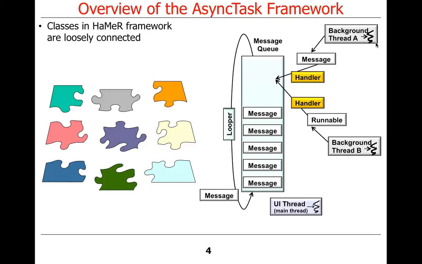So the first thing to remember about the Hammer framework is that its classes are loosely connected. What that means is you've got looper and message queue and handler and messages and threads, and they all sort of exist, and you can read the documentation. But it's not really clear until you watch these videos or play around with it a little bit that these things all work together, because the interface is very diffuse. There's like 4 or 5 things that you have to understand, and they sort of exist out there in somewhat of a disconnected way.